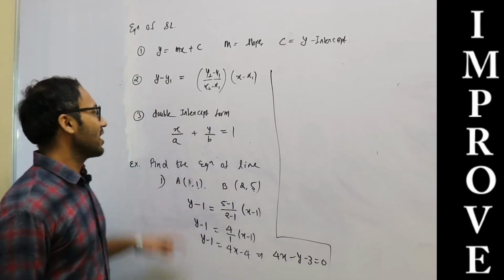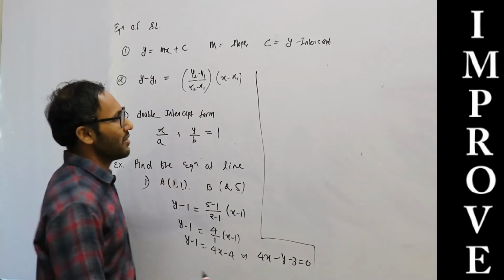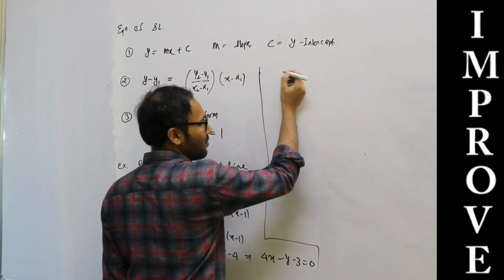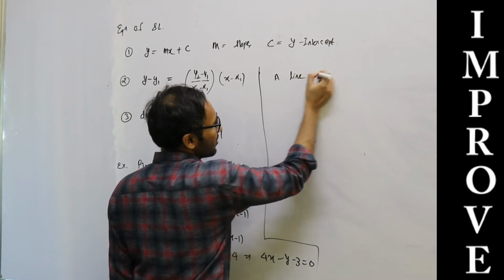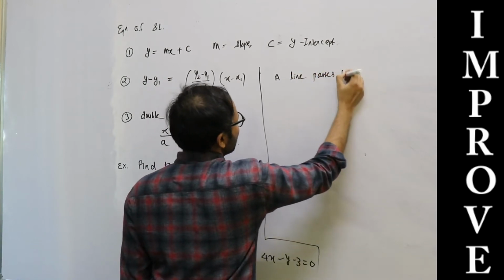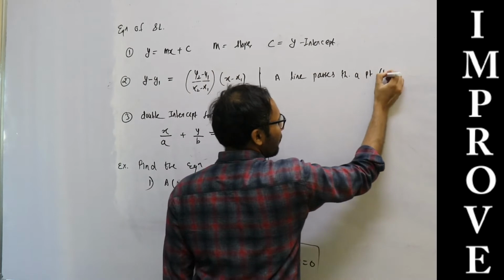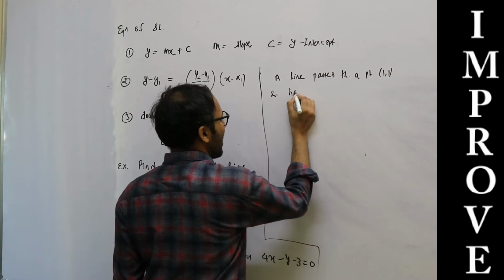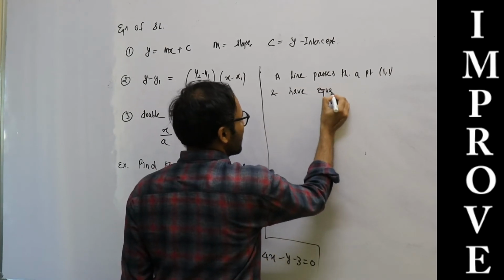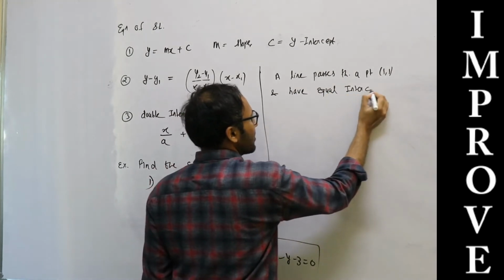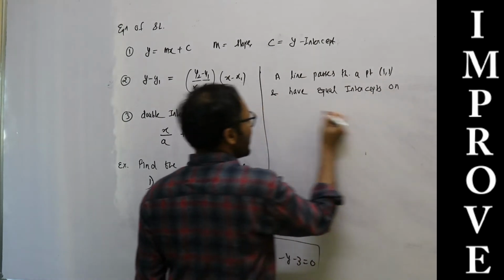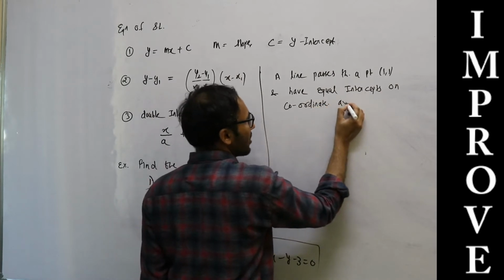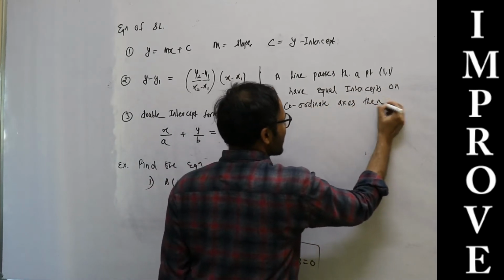चलो अब देखते हैं कि सपोज डबल इंटरसेप्ट फॉर्म है तो उसका एग्जांपल कैसे होगा. Suppose question is given: a line passes through a point (1,1) and has equal intercepts on the coordinate axes. Then find the equation.